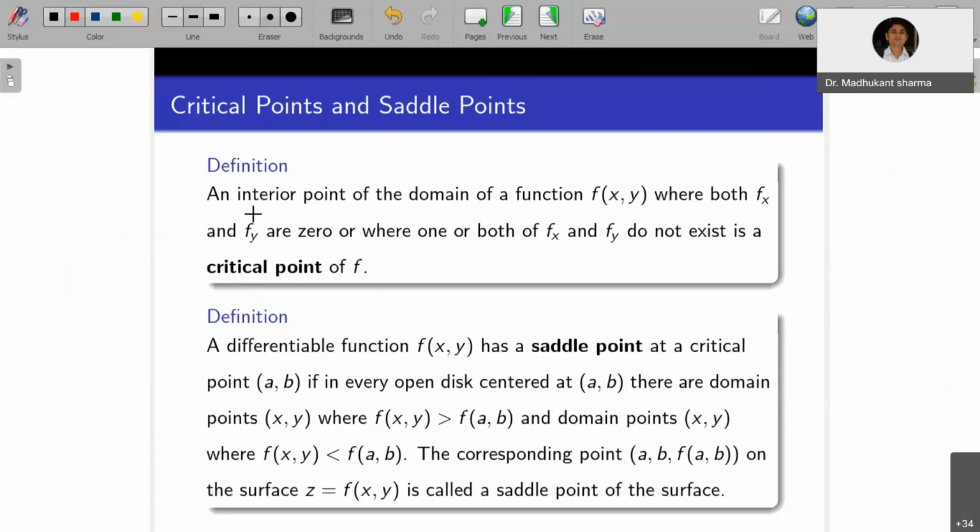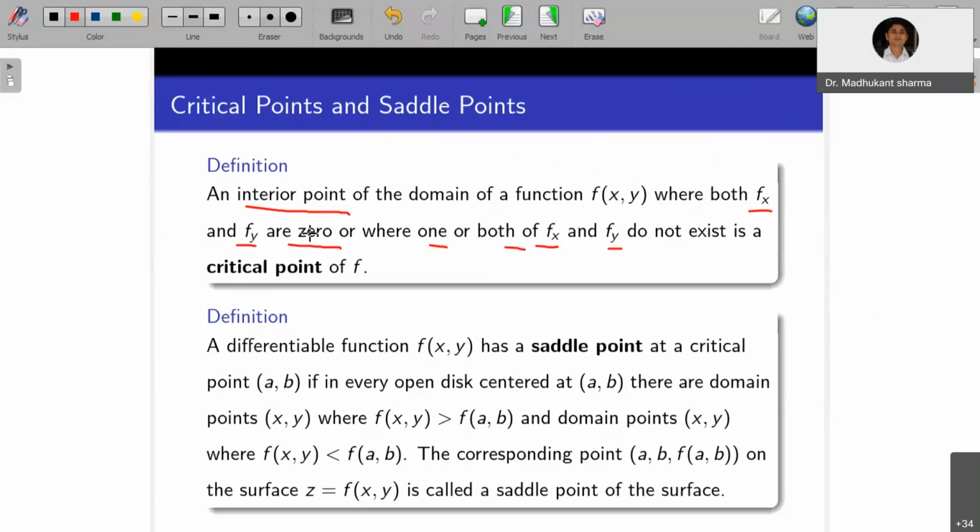A critical point, again, we are talking about an interior point of the domain, where both first partial derivatives are 0, or where one or both of the first order partial derivatives do not exist. So either the first partial derivatives do not exist or both vanish together. Those interior points are called critical points.